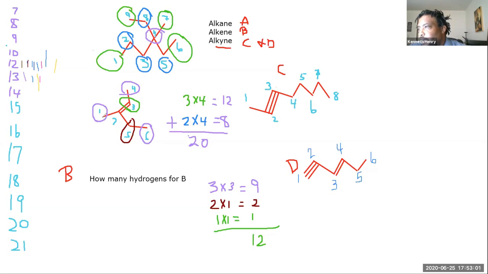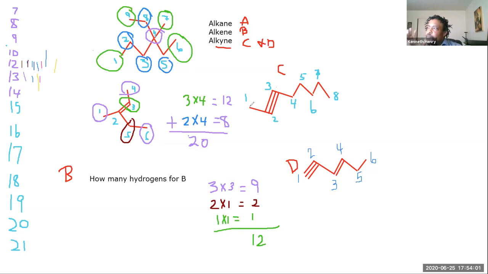Oh, and carbon 2 has none. Why does it have none? Because it has 4 attachments. It's attached to this carbon, and then it has a double bond, 2 attachments, to this carbon. So that's 1, 2, 3, 4. It has no hydrogens coming off of it. Okay?